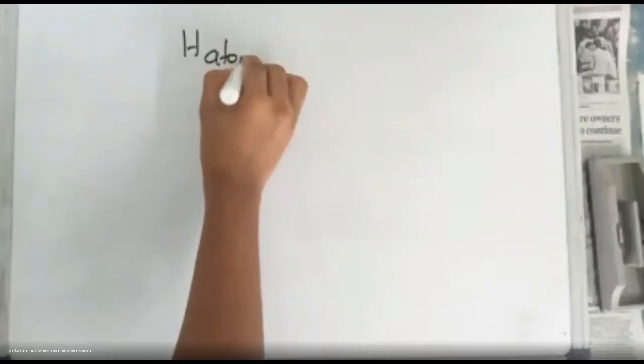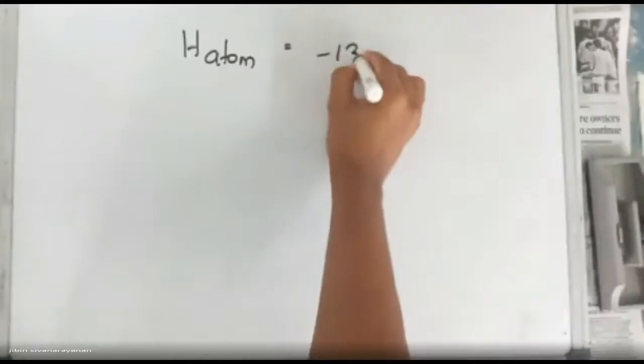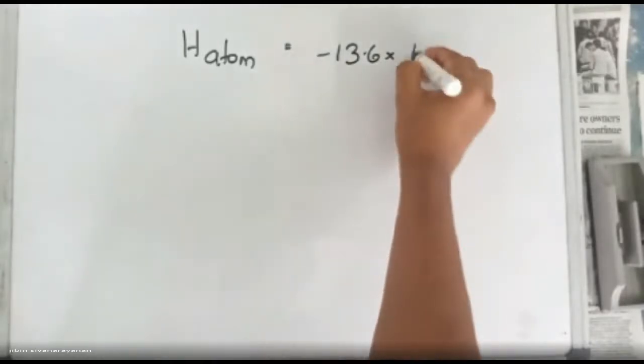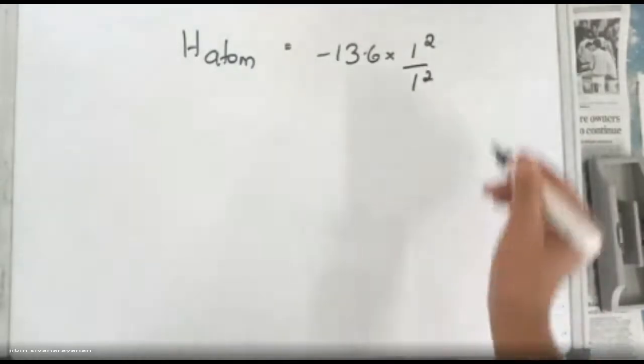Yes, sir. What was the answer for the hydrogen atom? The energy of first orbital? It's Jitin, right? So minus 13.6 electron volt. Minus 13.6 into 1 square by 1 square. That is minus 13.6 electron volt.